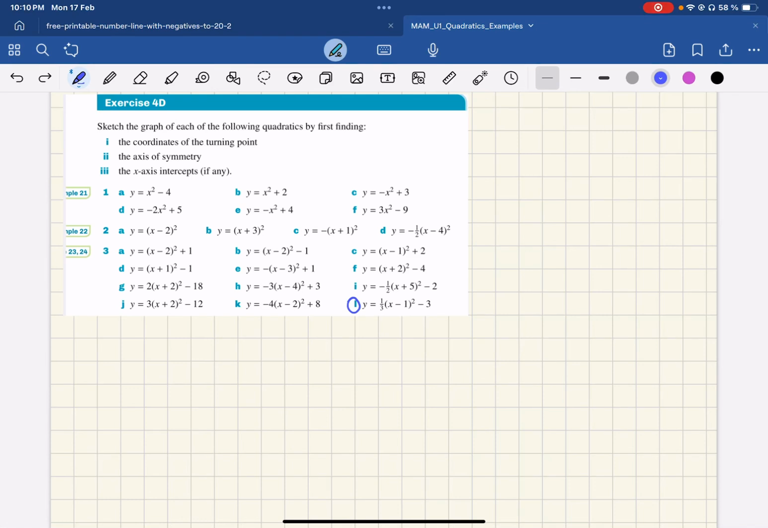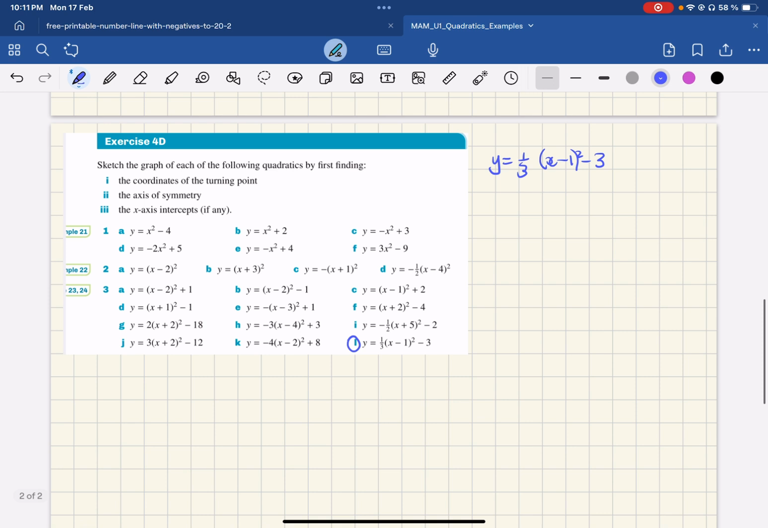Hi students, let's have a look at this question that I've circled, and we're going to find the key features of the graph and then sketch it. So first of all, I've got the equation y equals 1/3 (x − 1)² − 3. Now the general form of that is y equals a(x − h)² + k.